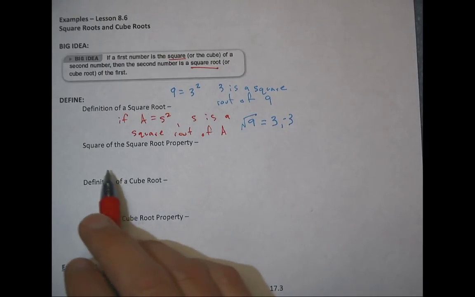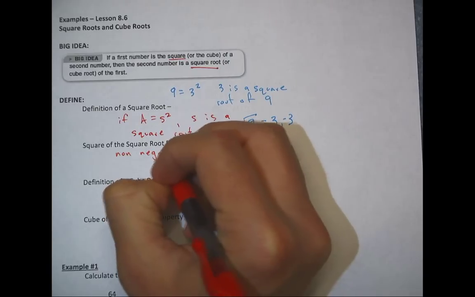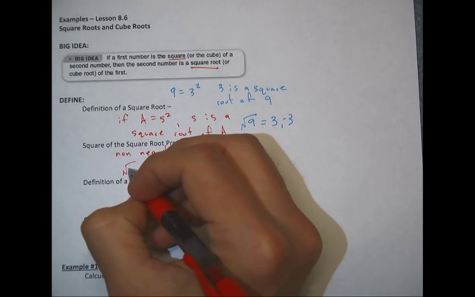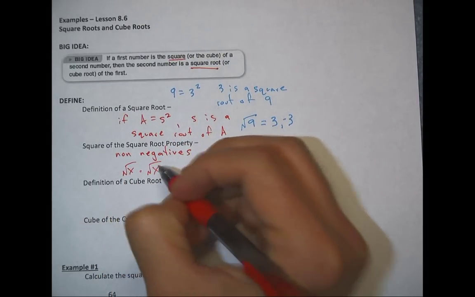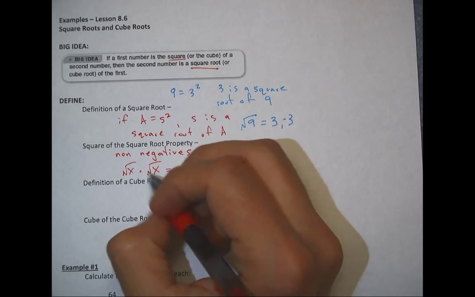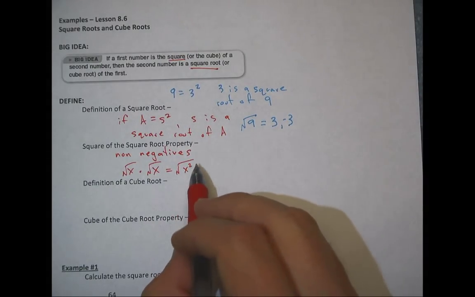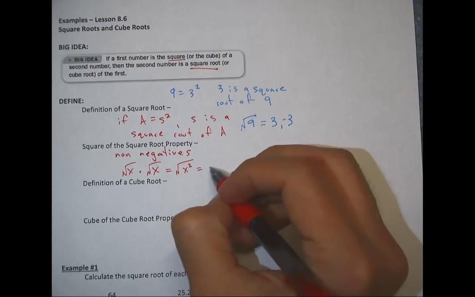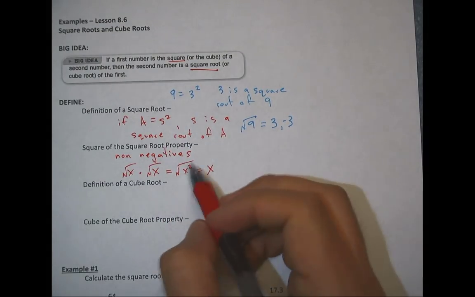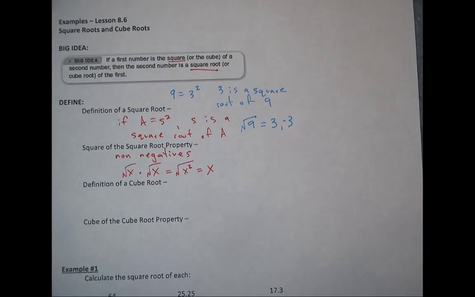So the square of a square root property is for non-negative numbers. What it says is, if you have the square root of a number and you multiply it times the square root of a number, we actually end up multiplying the inside numbers and then putting the answer underneath. So if I did x times x, I'm actually going to get x squared, and the square root of any number squared is just that number. So basically, we're going to skip this middle step. If you have the square root of something times the square root of something, you're going to get that number.